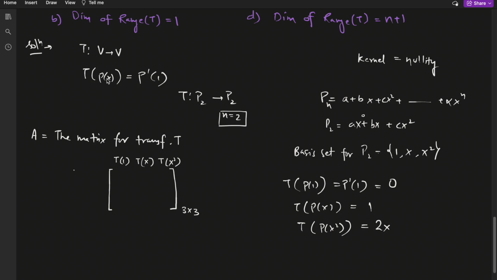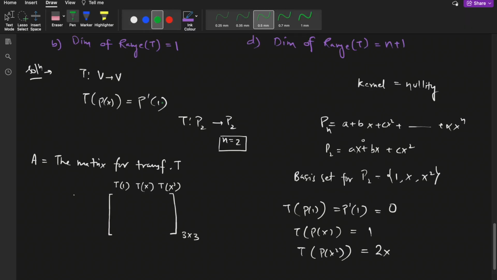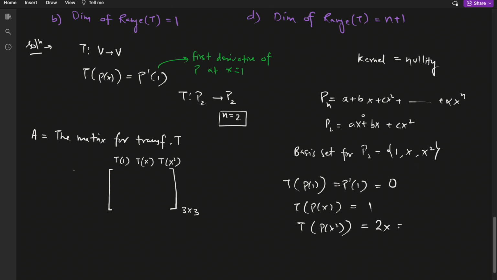Because it is given that T of p of x is nothing but the first derivative of p at 1. This is the first derivative of p at 1. So let me write it. This is the first derivative of p at x equal to 1. All right. So this will be 2 times 1, that is 2.